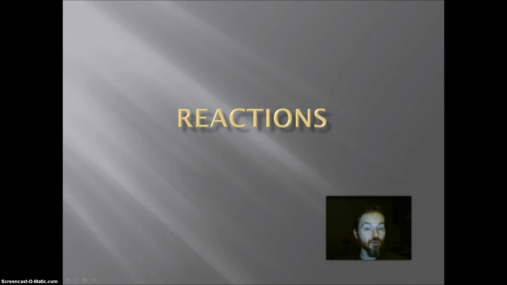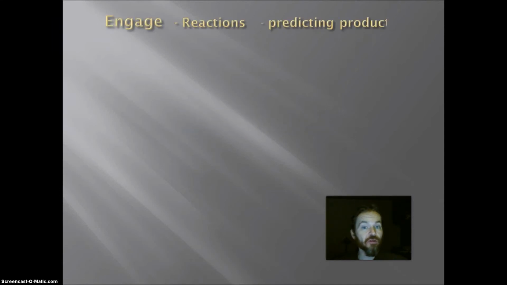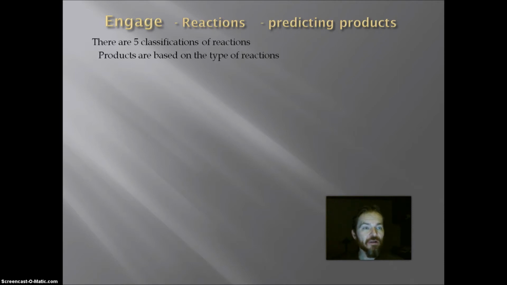In this module, we're going to be looking at reactions. Specifically, we're going to look at how to predict the products of a reaction. From our previous module, remember there are 5 classifications of reactions. Each of those classifications are going to have their own types of products based on what type of reaction it is. First, we're going to look at combustion.